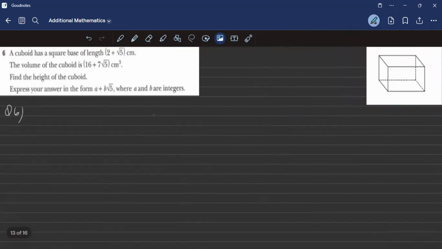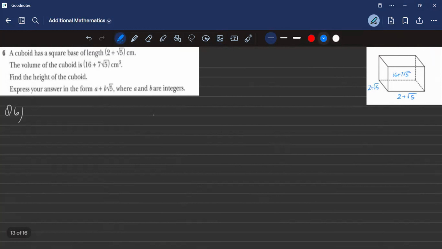So what we have is the square base of length 2 plus under root 5. So this is a square base. So we are going to say that this is equal to 2 plus under root 5. And as this is a square base, that means the other side is also equal to 2 plus under root 5. They have told us the volume of the cuboid is 16 plus 7 under root 5. So the whole volume of this thing is 16 plus 7 under root 5 centimeter cube.